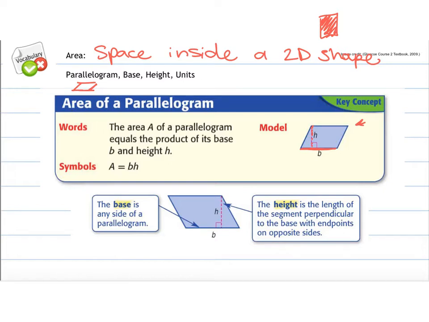So the area of a parallelogram is we take the base times the height. So this formula here should be written down in your notes, and then have this picture drawn where we are labeling the base and heights of a parallelogram.